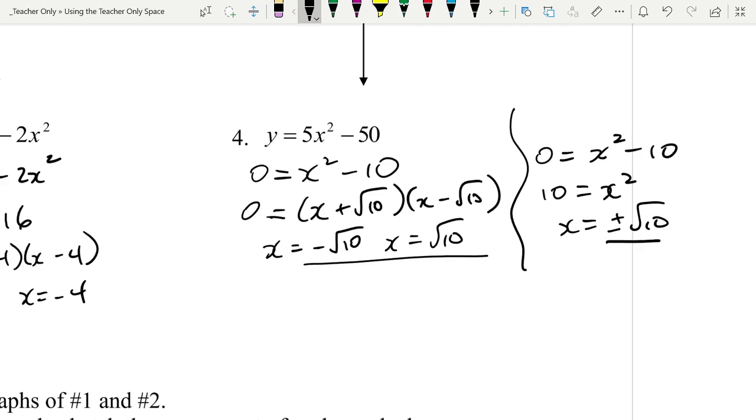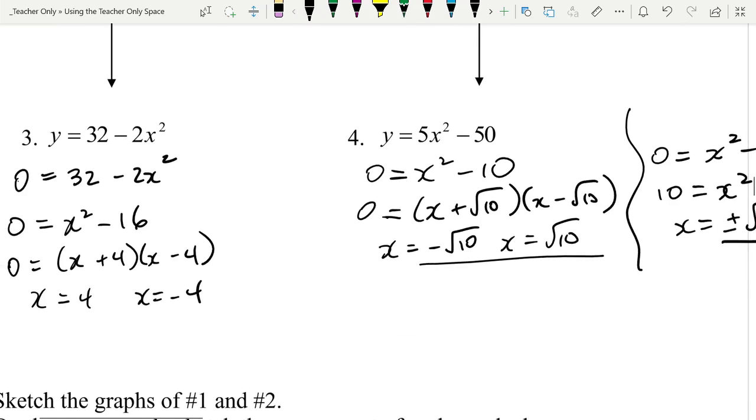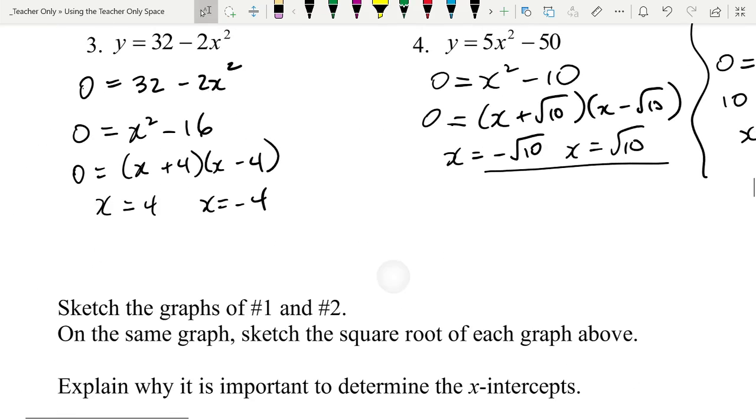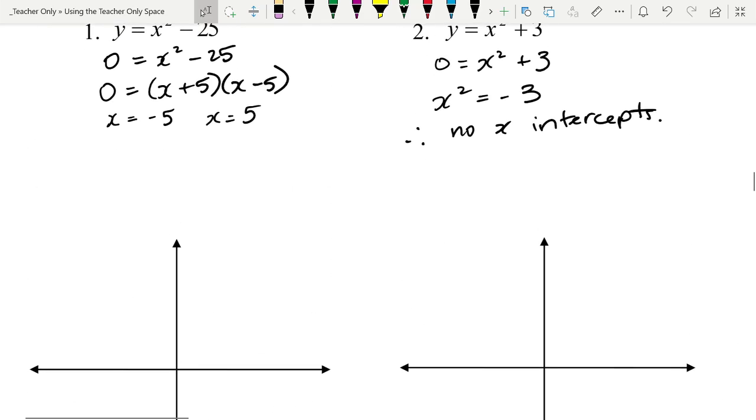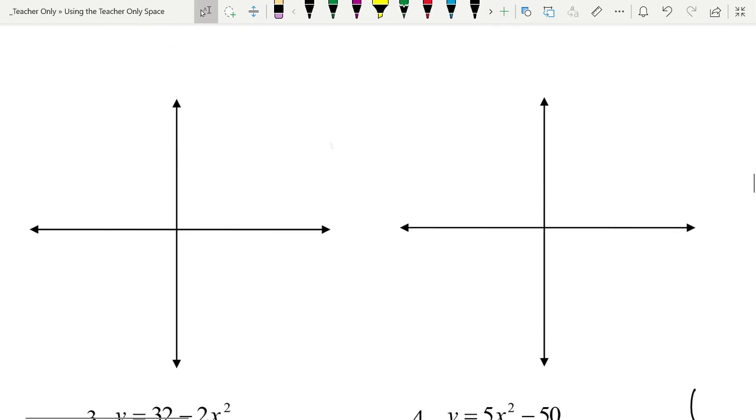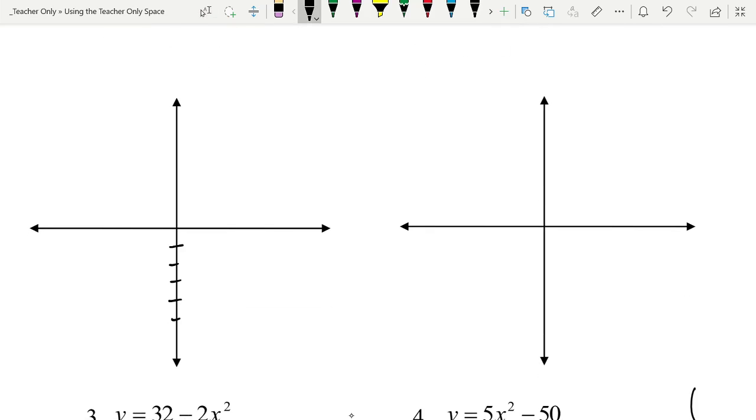Okay? All right, and now the next instructions say sketch the graphs of 1 and 2. On the same graph, sketch the square root of each graph above. So for 1 and 2, what does x squared minus 25 look like? Well, I'd have to go all the way down here. This 5, 10, 15, 20, 25, so I'm actually counting by 25s. And then I go up, and this would be 5, 10, so that means I have a 5.